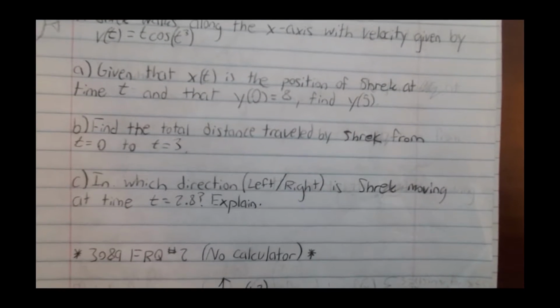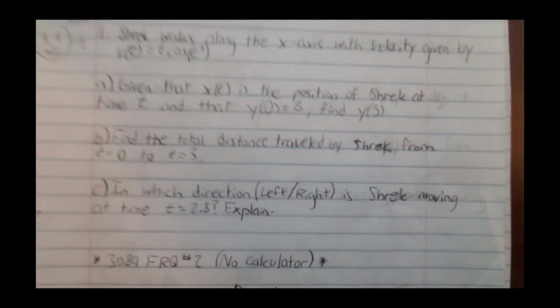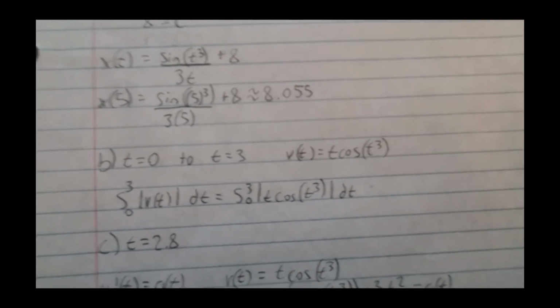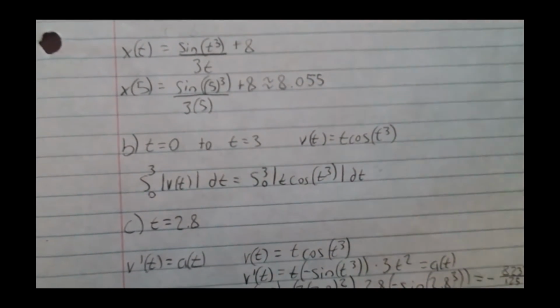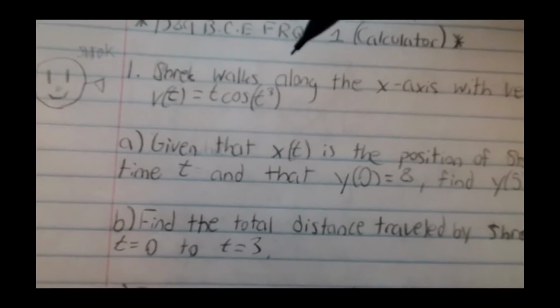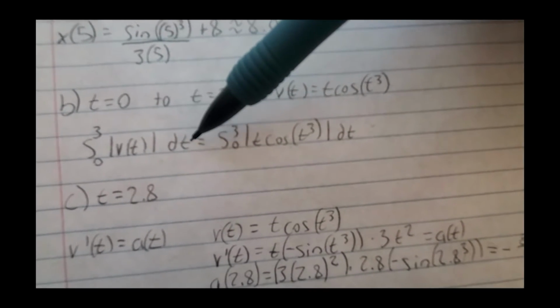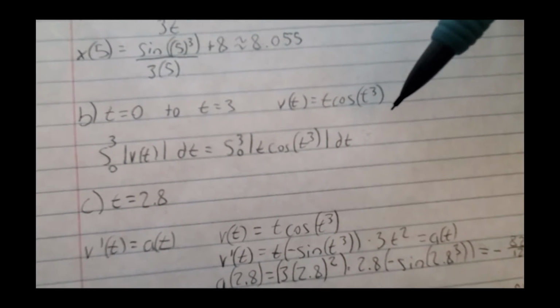For B, we're finding the total distance traveled by Shrek from t equals 0 to t equals 3. So we have this equation right here, which is in the original problem. v of t equals sine of t cubed. And we simply find the absolute value of that equation.